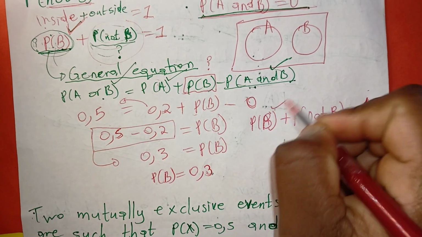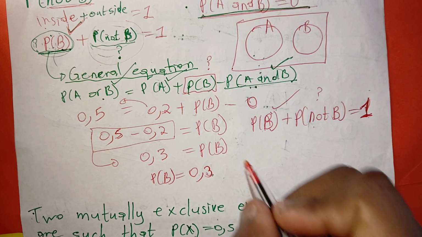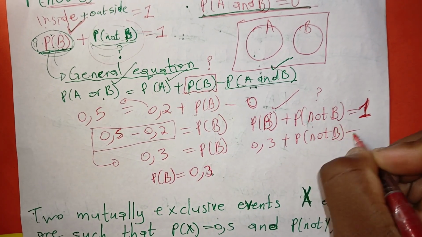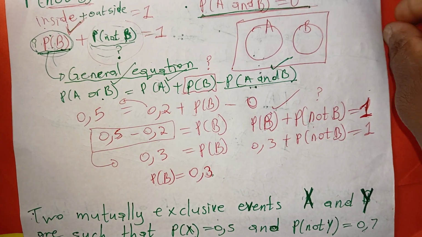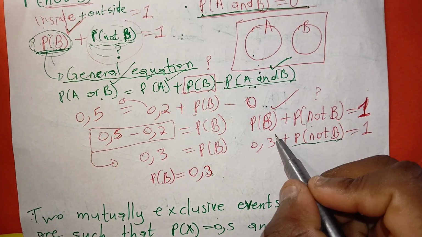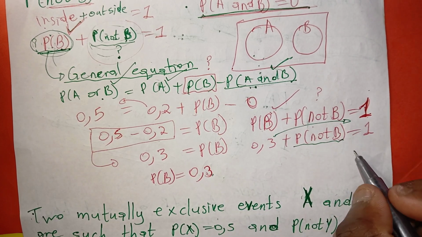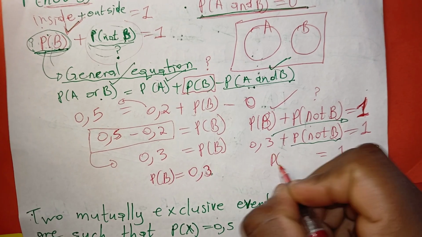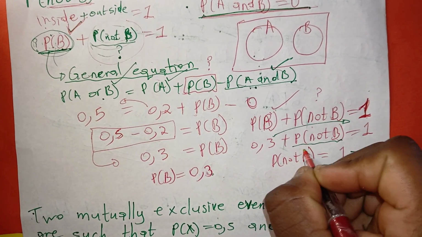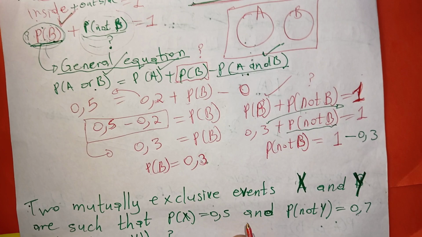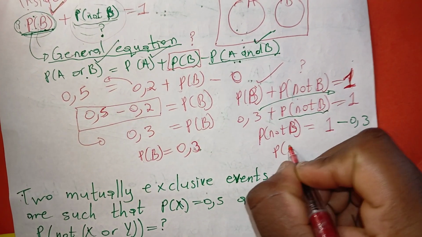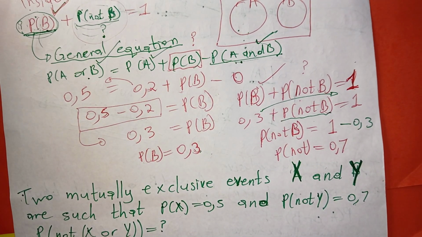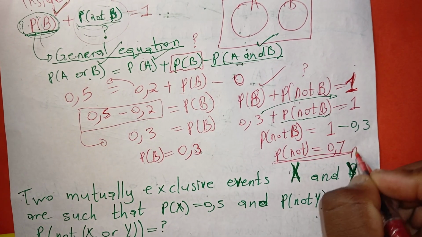So this thing, guys, we know, and this one you don't know. So now let's substitute and try to solve for what we don't know. Try to get our unknown value. You can see here, this is what we need. You can take this thing to the other side, then it will become negative 0.3, and here it's 1 and not B. Now when you punch this on the calculator, you'll find that not B is 0.7.